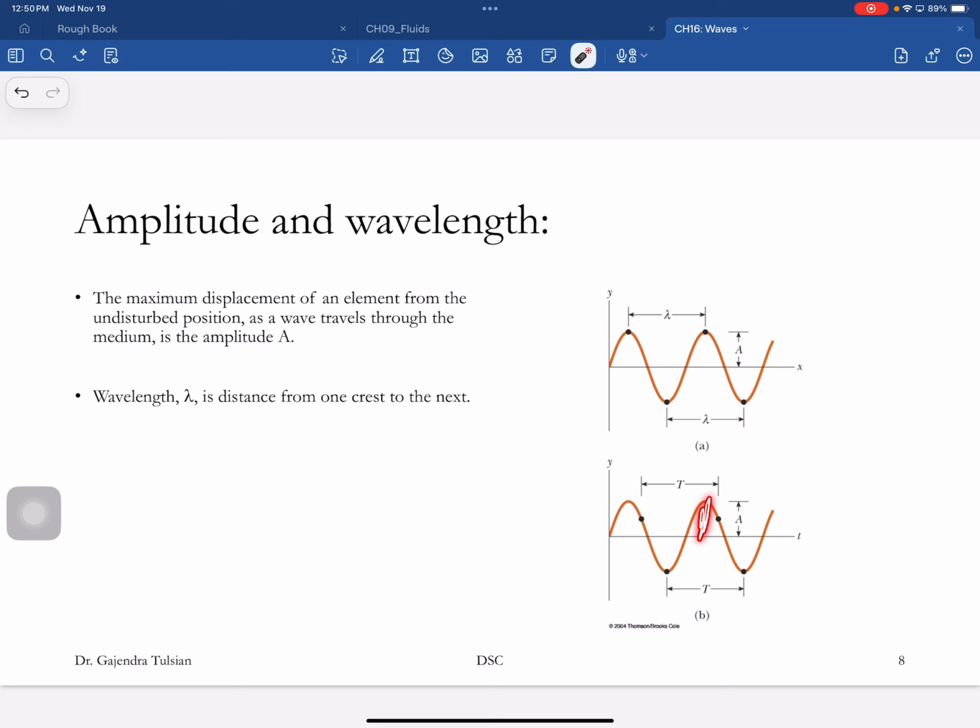Amplitude is the maximum displacement from the equilibrium position, and that's related to the intensity of sound. So if sound gets louder, that means its amplitude is higher. And you'll see that the energy a wave carries is proportional to the amplitude squared. So if you double the amplitude, the power carried, the energy carried per second, quadruples.